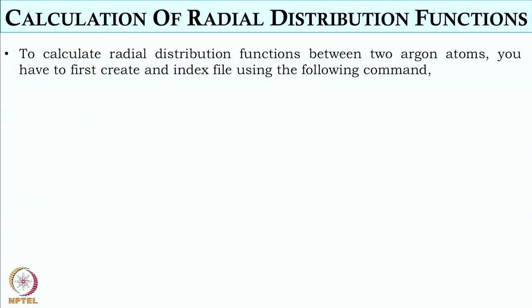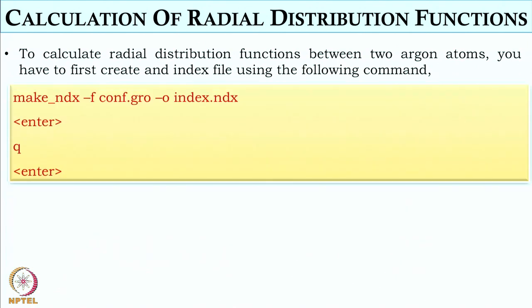So to calculate the radial distribution function between two argon atoms, we need to first create an index file. We can create an index file using the command make_ndx. What we need as an input here is just the GRO file. So make_ndx -f conf.gro -o index.ndx, which is the output file. Then when we type enter, we have to type q to save and exit, and then again enter. So it will create an index file.